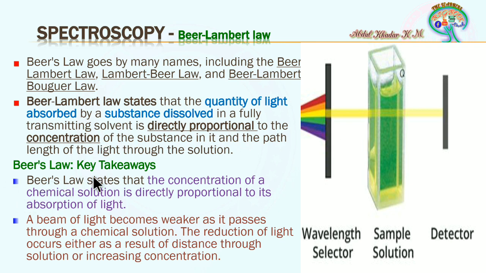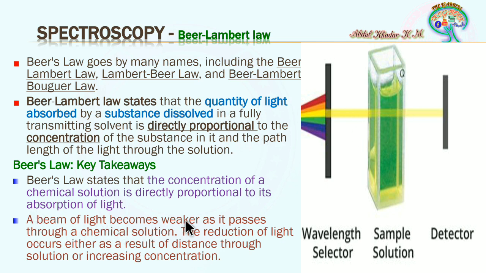Now the key takeaway of Beer's law is that the concentration of a chemical solution is directly proportional to its absorption of light. Here they have simplified the law. Chemical solution means the substance dissolved in the transmitting solvent, both together. This complete solution is the chemical solution, which contains both the dissolved substance and the solvent.